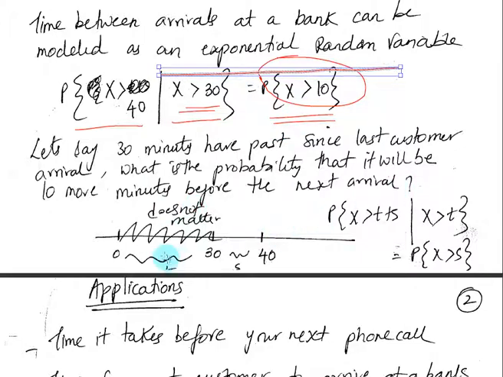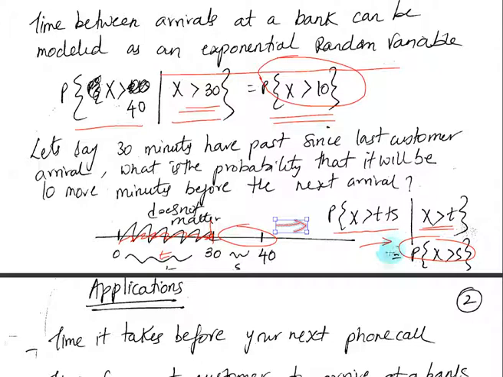So if you take this as t and this as s, the probability that x is greater than t plus s, given that x is greater than t, is nothing but the probability that x is greater than s, or simply x being greater than 10. So if you want to find this probability, all you need is to simply say the probability that x is greater than s.